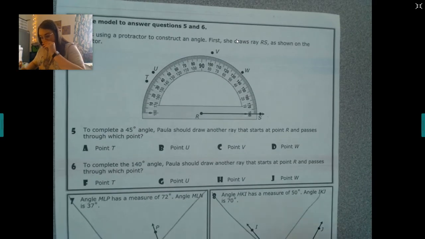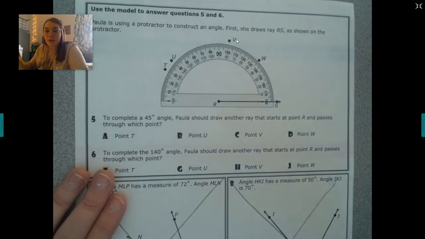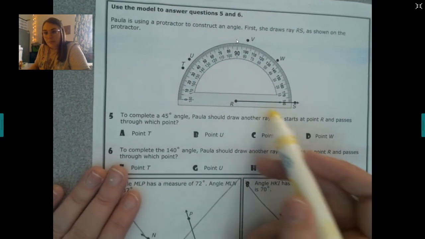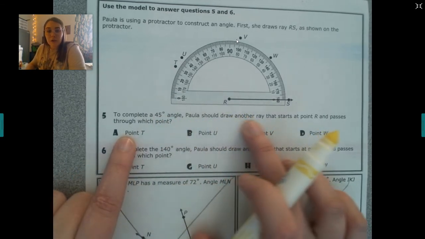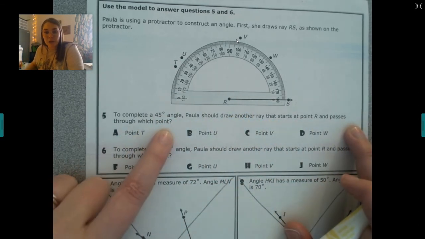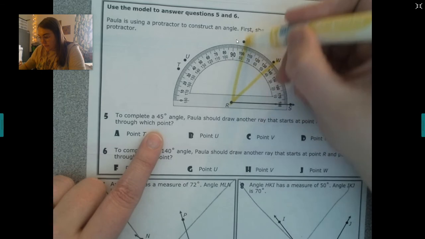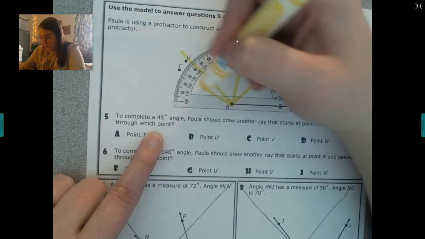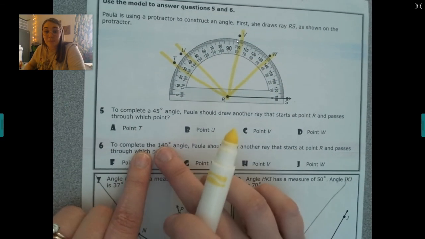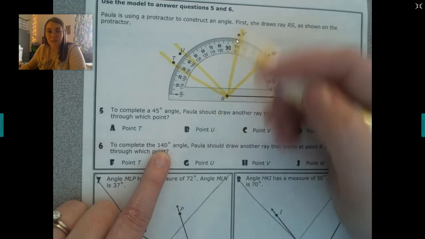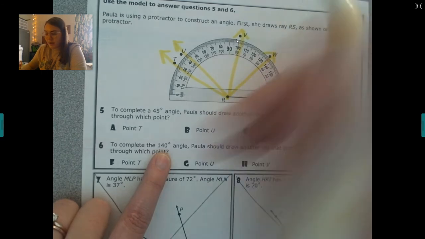So there is one on the back. It is saying Paula using a protractor to construct an angle. First, she draws the ray RS. So down here, as shown in the protractor. So to complete a 45 angle, Paula should draw another ray that starts at point R and passes through which point? So which one would be 45 degrees? Angle RW, RV, RU, RT. Which one of these is going to give her a 45 degree angle? And then to complete a 140 degree angle, which one is it going to be? Which point is it going to pass through to make that angle right there?